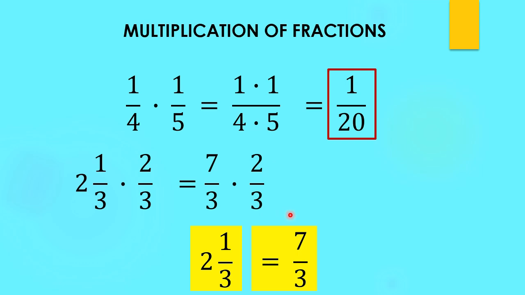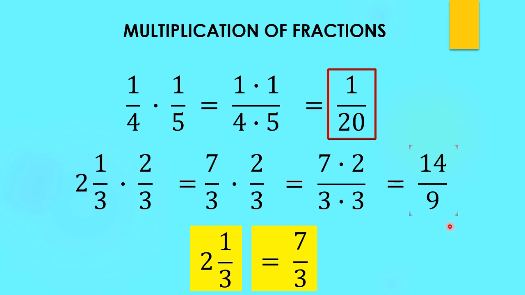So again, this is a multiplication of two fractions. We multiply both numerators and denominators. So 7 times 2, then 3 times 3. 7 times 2 gives us 14, and then 3 times 3 is 9. So 14 over 9 is our final answer because 14 over 9 cannot be further simplified; it is already in its simplest form. Okay, next.